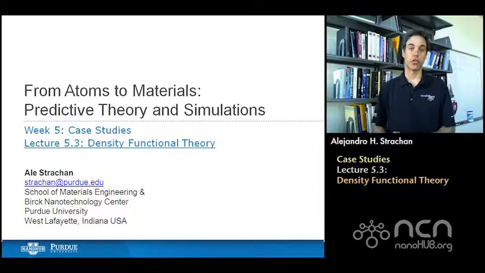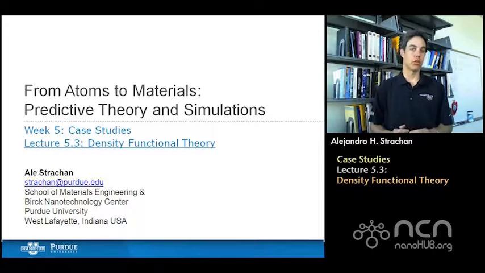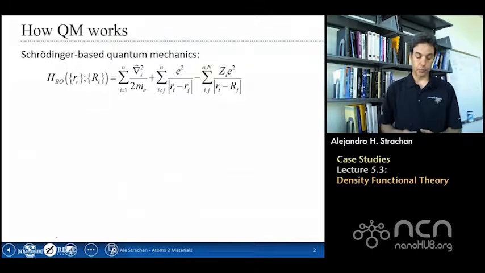Welcome everyone to lecture 3 of week 5 of Atoms to Materials. Today we're going to describe density functional theory. DFT is today the workhorse of electronic structure calculations in the area of materials. It's by far the most commonly used theory to describe materials behavior. So we're going to introduce it in today's lecture.